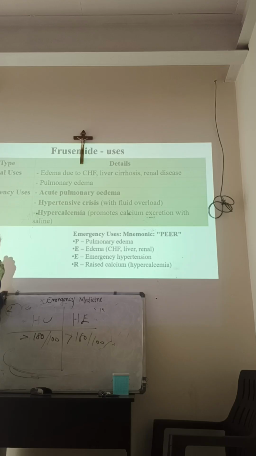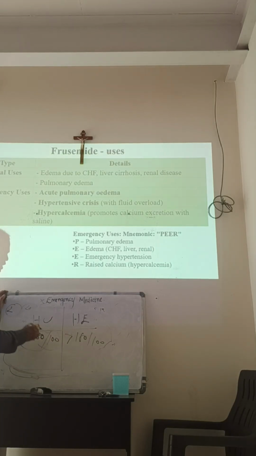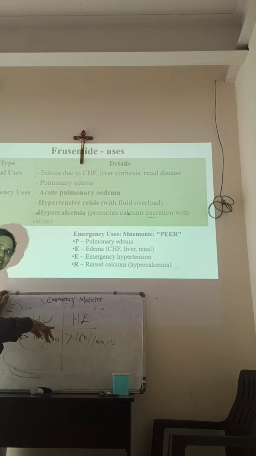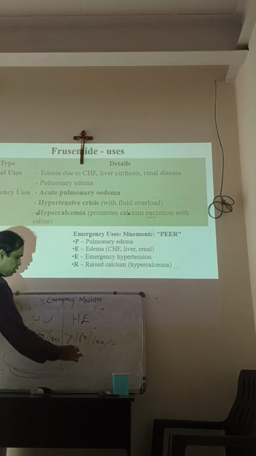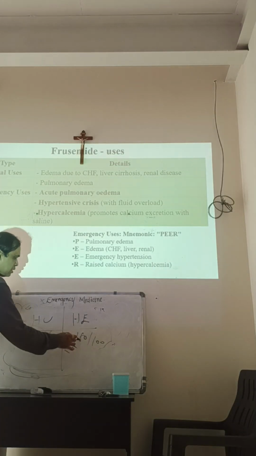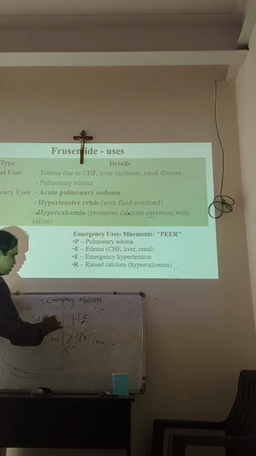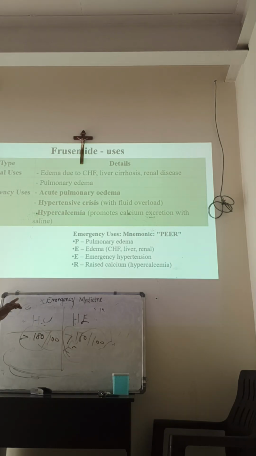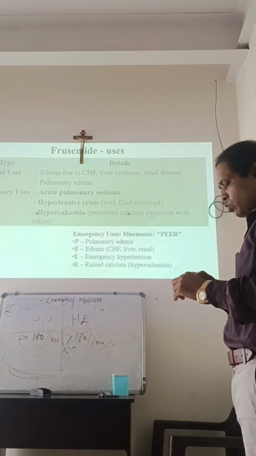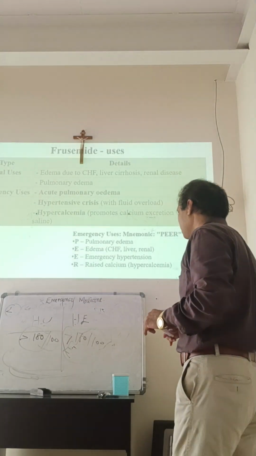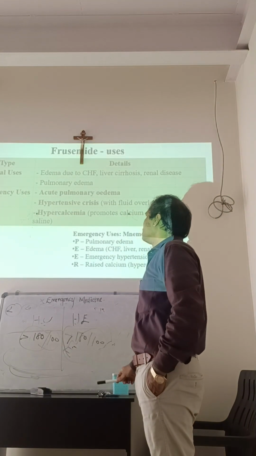Both are the same. But urgency means there is no evidence of end organ damage. That means no retinal damage, no renal damage, nothing, only the BP is showing more than 180/100. In emergency, there is evidence of end organ damage: renal damage, retina, or even a cerebrovascular accident. So if there is evidence of end organ damage, it is called a hypertensive emergency or crisis. In that case also, to rapidly reduce the pressure inside the blood vessels, you can use this drug.